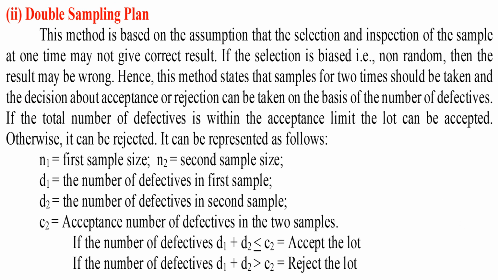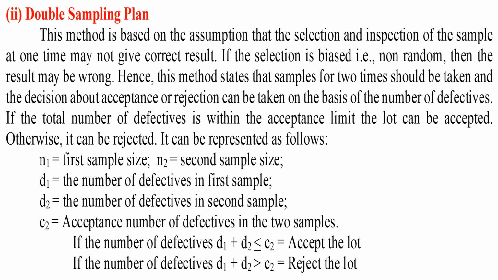2. Double sampling plan. This method is based on the assumption that the selection and inspection of the sample at one time may not give a correct result. If the selection is biased, i.e., non-random, then the result may be wrong. Hence, this method states that samples for 2 times should be taken and the decision about acceptance or rejection can be taken on the basis of the number of defectives. If the total number of defectives is within the acceptance limit, the lot can be accepted. Otherwise, it can be rejected.